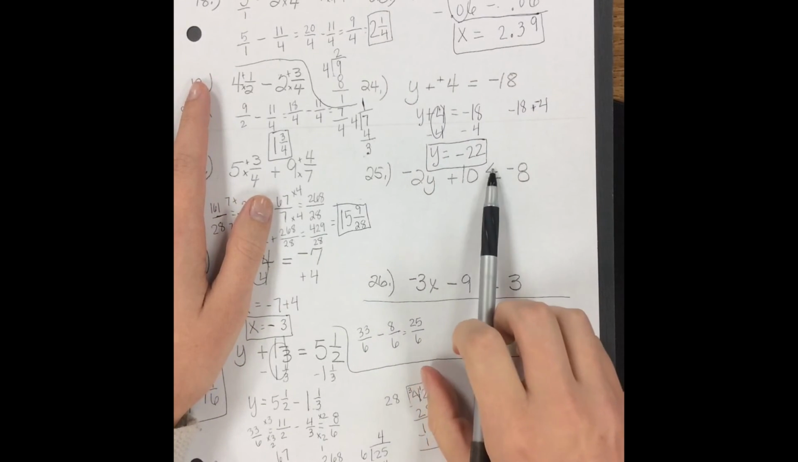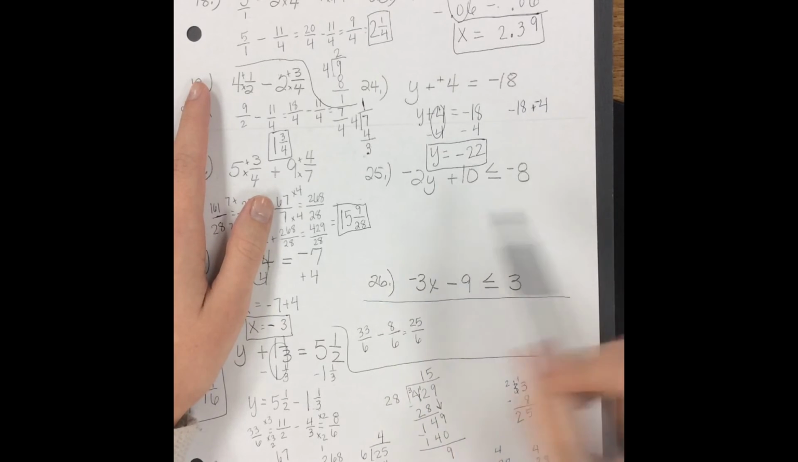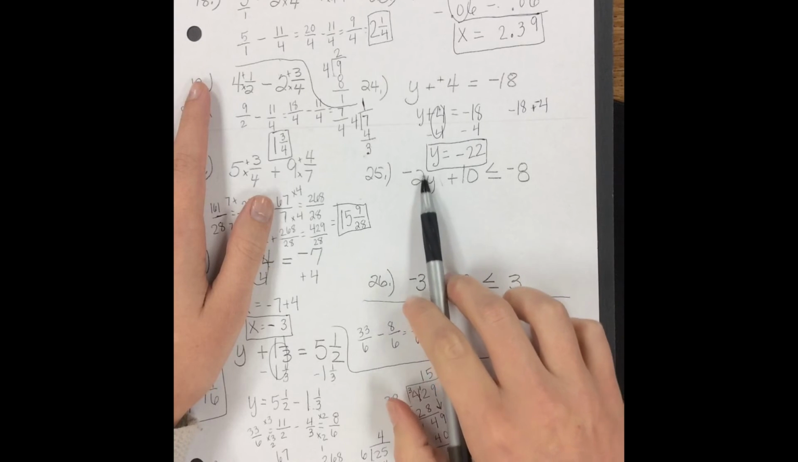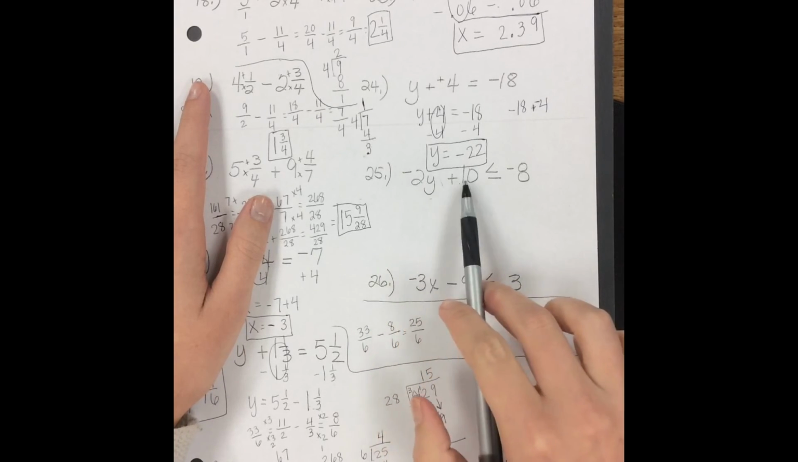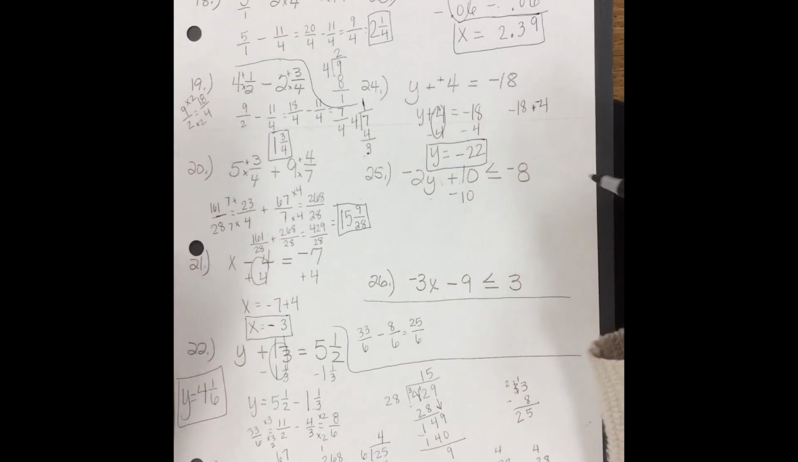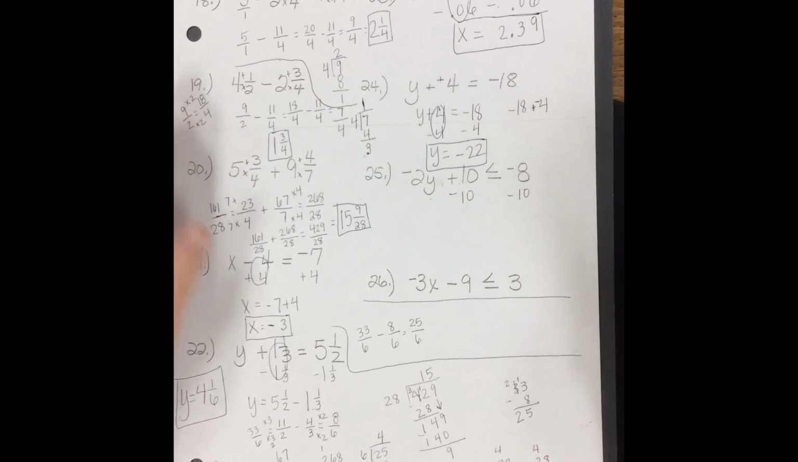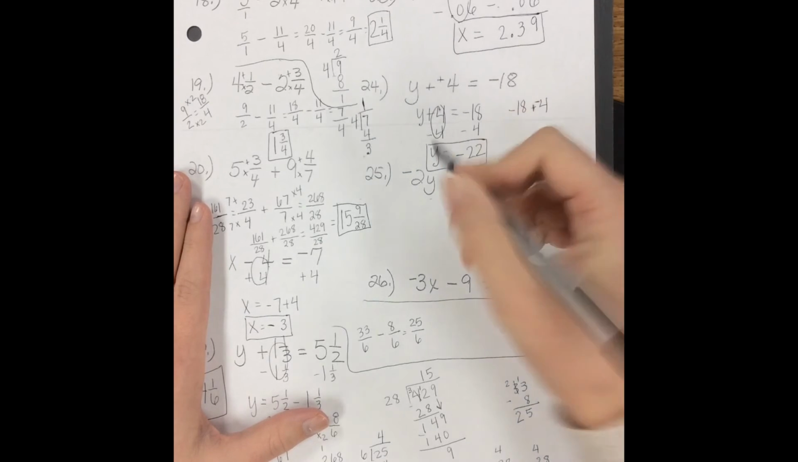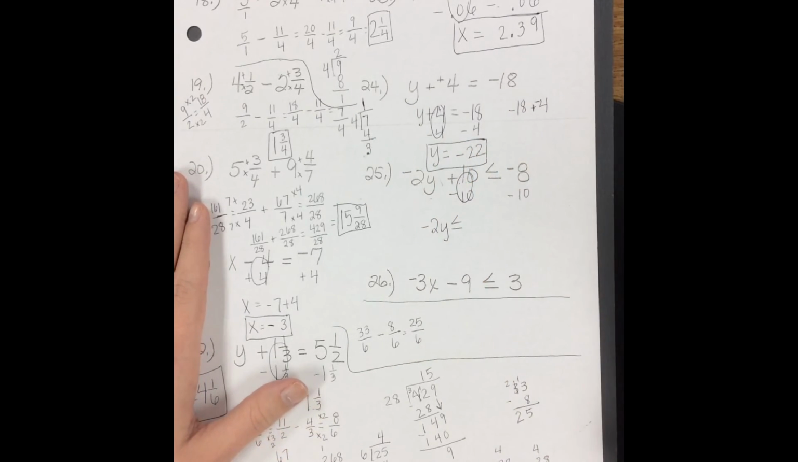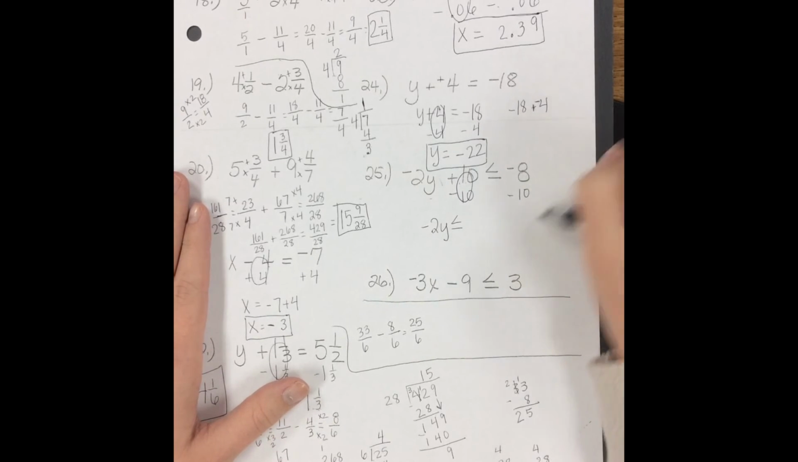-2y plus 10 is less than or equal to -8. All right, we're solving for this y. So this is our constant and this is our coefficient. We need to move the constant first using inverse operations. So -10 minus 10. Okay, that becomes 0. So -2y is less than or equal to, okay, this is -8 minus 10.